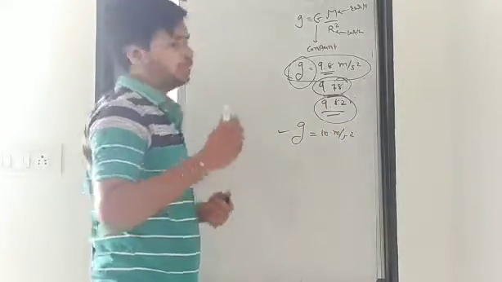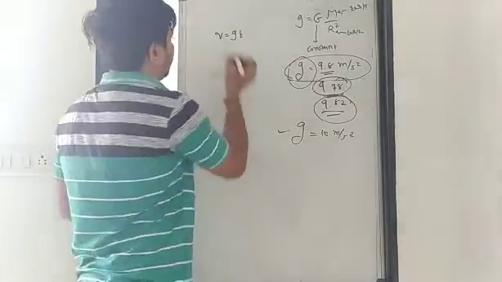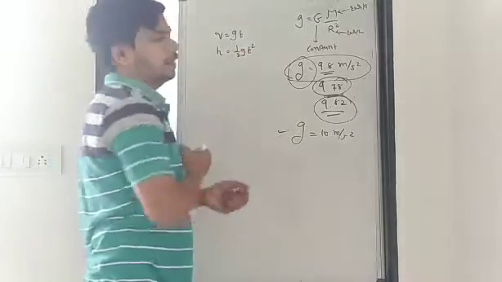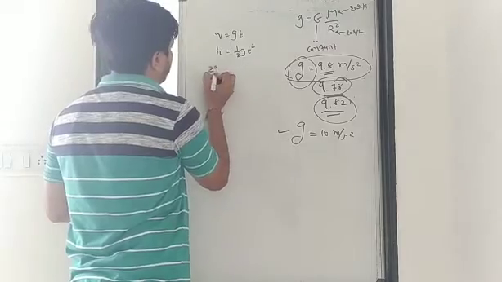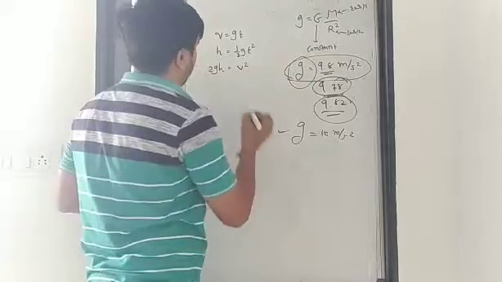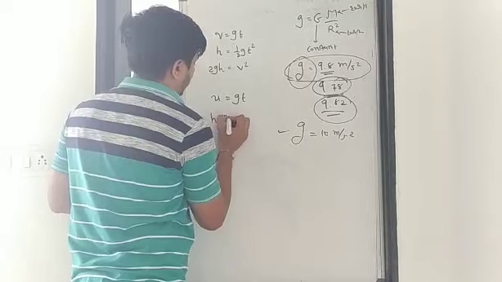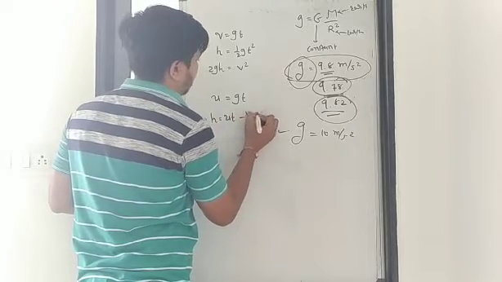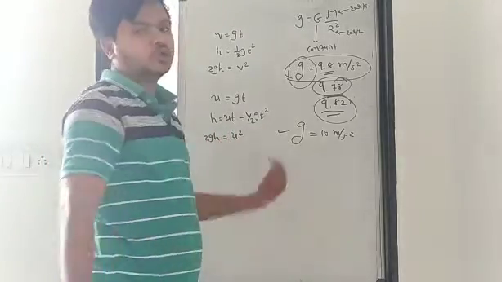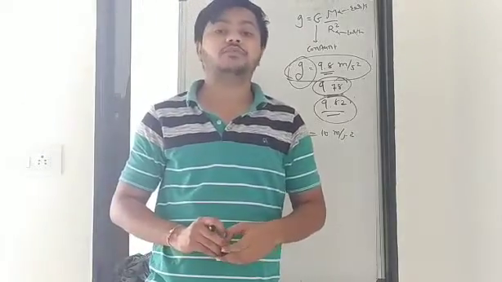Now, for a free falling object, what are the equations? V is equal to gt, h is equal to 1/2 gt square, and 2gh is equal to v square. That is for free falling. And for the upward motion, u is equal to gt, h is equal to ut minus 1/2 gt square, and 2gh is equal to u square. So these are the equations of a free falling object and an object moving in an upward direction.